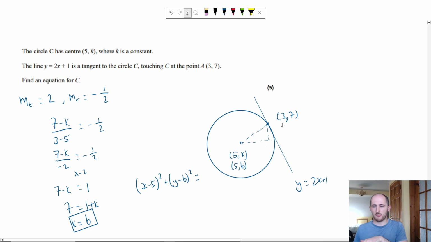It goes from 5 to 3. So technically it's minus 2, but if you remember with Pythagoras, you square it. So you don't actually care. Also, we're using this as the length of a triangle, which means it shouldn't have negative components. And then 6 goes to 7, which is 1. Actually, let's do it the other way around. 2 squared plus 1 squared equals r squared. So 4 plus 1 equals r squared, which means r squared is just equal to 5.